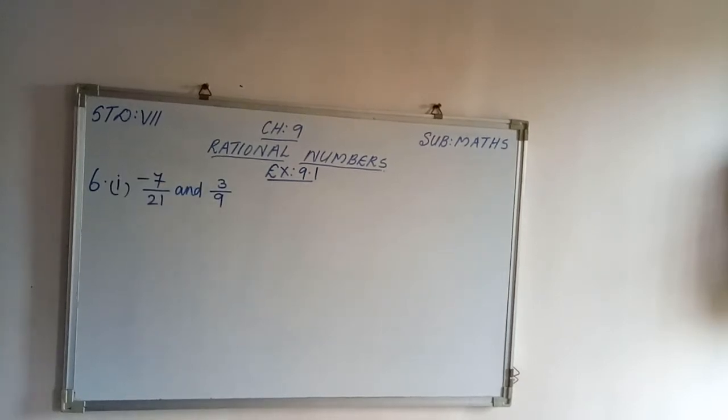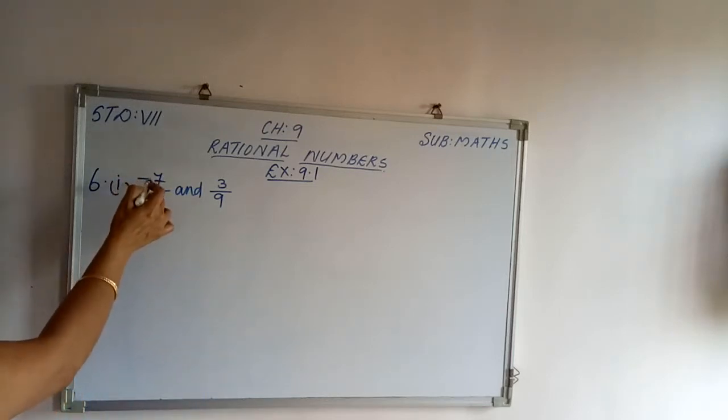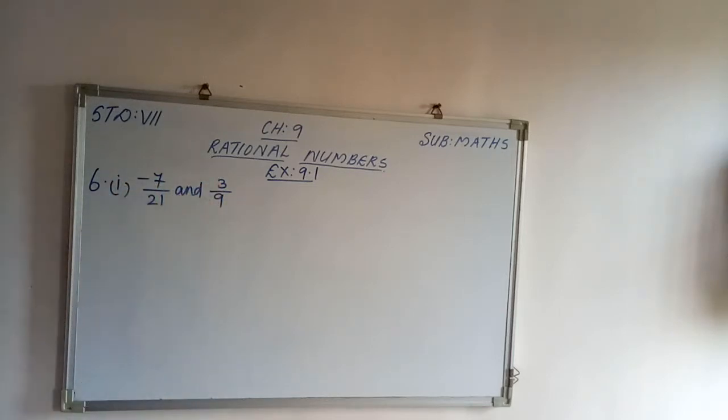Minus 7 upon 21 is a negative rational number, whereas 3 upon 9 is a positive rational number. So our question is, which of the following represent the same rational number? Here one is negative and the other is positive. So you know that negative and positive are not equal. Therefore we can write minus 7 upon 21 and 3 upon 9 are not the same rational number.